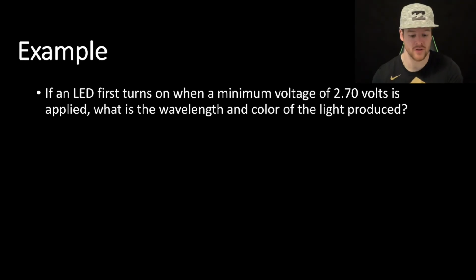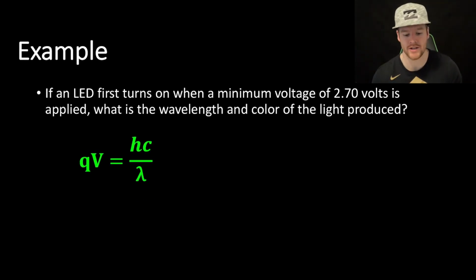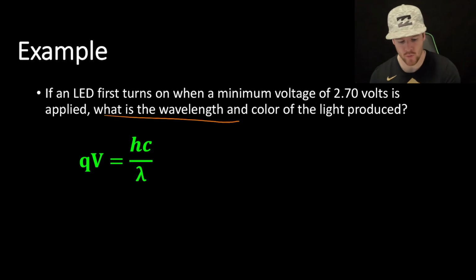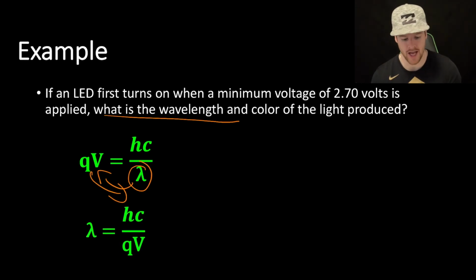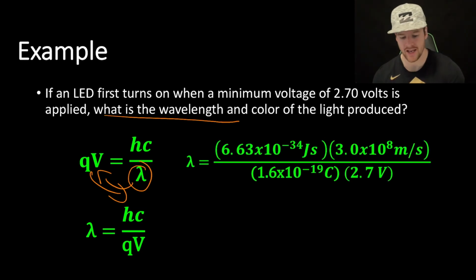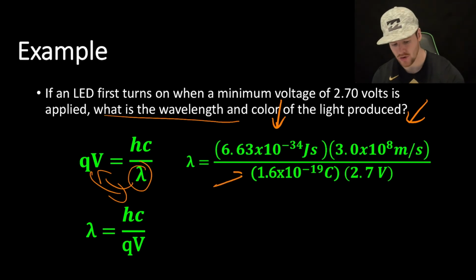So we'll start with our equation from the last slide. qV is equal to hc over lambda. We're trying to rearrange for wavelength because that's what it's asking for in the question. So I'm going to multiply it up to this side, divide qV down to the other side, and get lambda is equal to hc over qV. So I'm going to plug in Planck's constant here. I'm going to use the one using joules, 6.63 times 10 to the negative 34 joule seconds. Speed of light is 3.0 times 10 to the 8 meters per second. The charge on the electron, 1.6 times 10 to the negative 19 coulombs, and the volts, 2.7 volts.